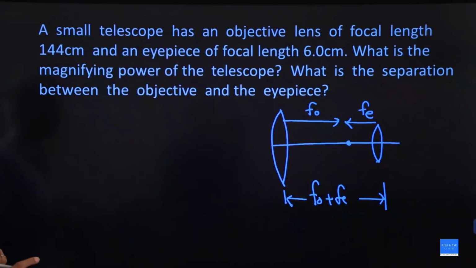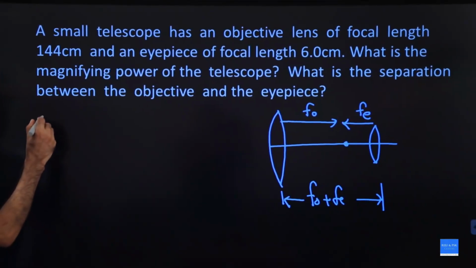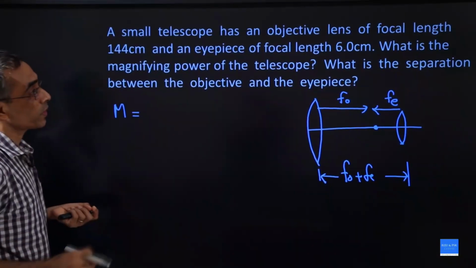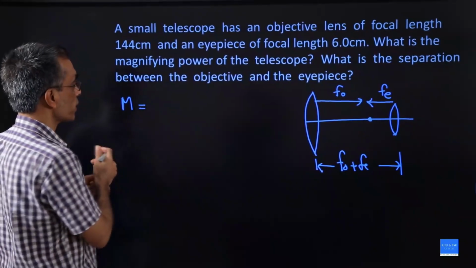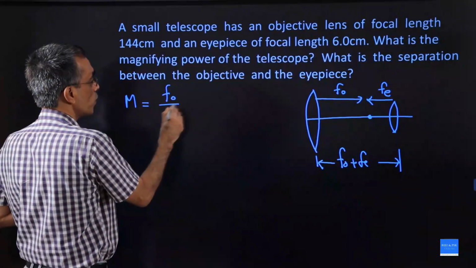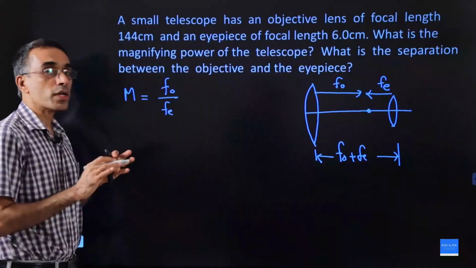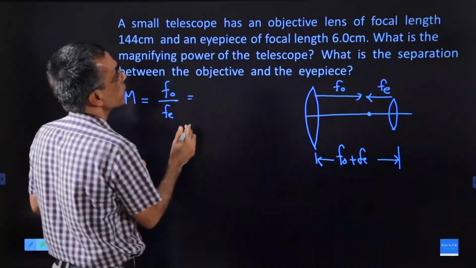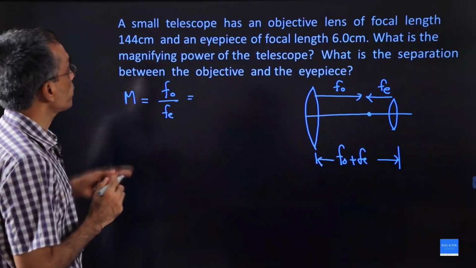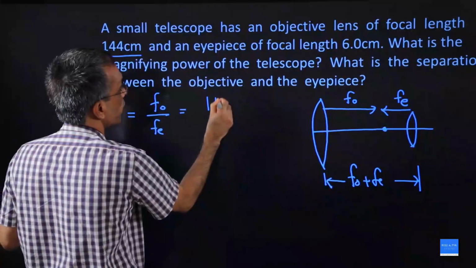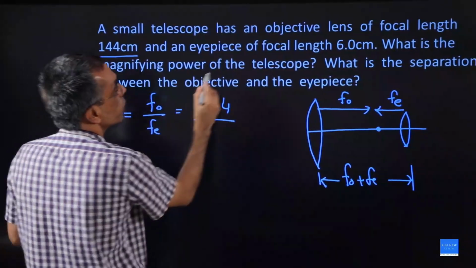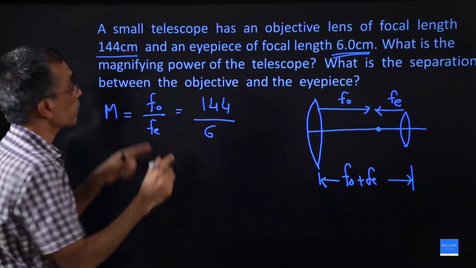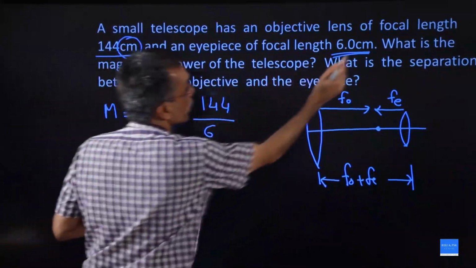So the distance between the two lenses in the normal mode is fo plus fe, that is asked here. Now we studied the magnifying power, the angular magnification of an astronomical refracting telescope, is the ratio of fo by fe. I said do not apply any sign convention here, simply take the magnitude of fo and fe. What is the magnitude of the focal length of the objective? It is given 144, divided by focal length of the eyepiece given as 6 centimeter. Be careful about the unit, both are in centimeters, so there is no problem now.